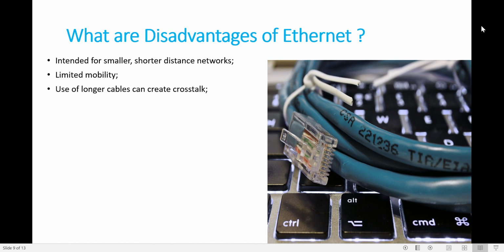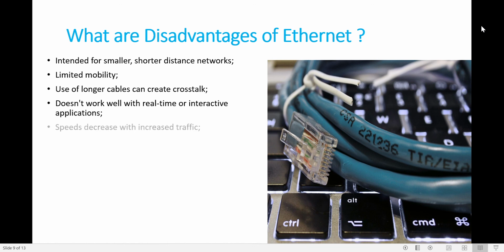Now if you use longer cables, it can cause crosstalk. That means if two cables are near to each other, there could be some cross connection due to the electric field of the cable. Now it doesn't work well with real-time or interactive applications. Again, speed decreases with increased traffic. As the cable's data carrying capacity is limited, the speed will decrease as the traffic increases.